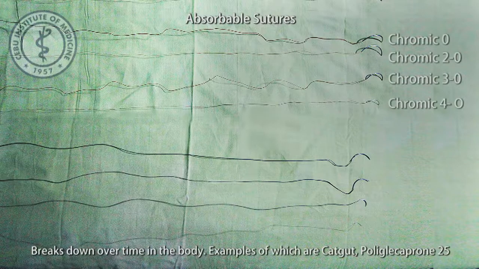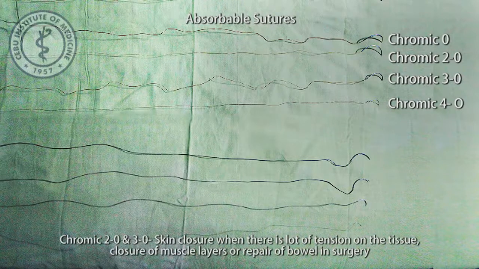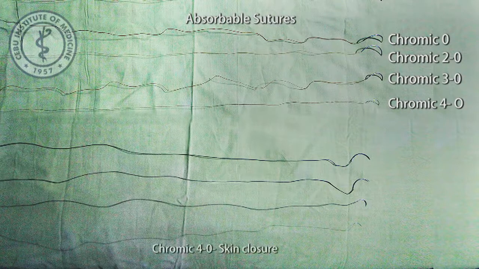Suture. Absorbable sutures break down over time in the body, examples of which are catgut, polyglecaprone 25, and chromic. Chromic 0 is for closing the fascia layer in abdominal surgery. Chromic 2-0 and 3-0 are for skin closure when there is a lot of tension on the tissue, closure of muscle layers, or repair of bowel in surgery. Chromic 4-0 is for skin closure.